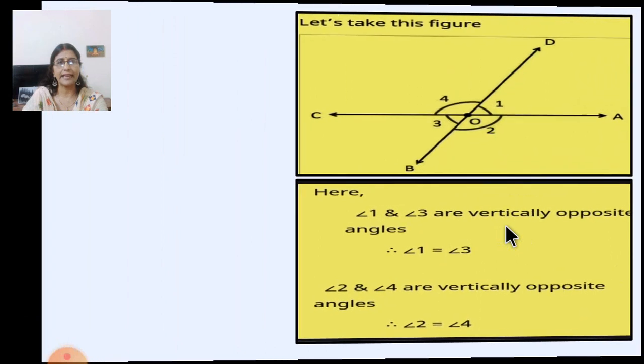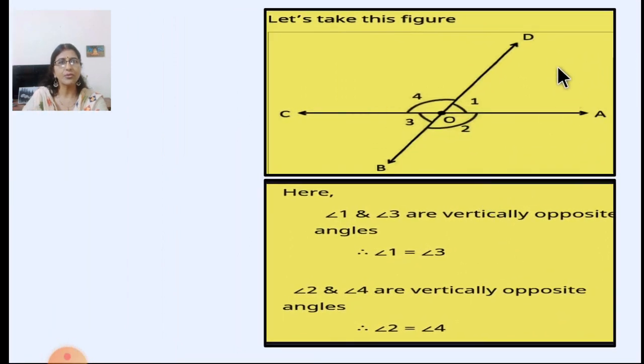Now let us take another figure here. These are the two intersecting lines which are forming angle 1, angle 2, angle 3 and angle 4. Here you can see angle 1 and angle 3 are vertically opposite angles. Therefore, angle 1 is equal to angle 3. That means the measure of angle 1 will be equal to the measure of angle 3. Same way, angle 2 and angle 4 are vertically opposite angles. Therefore, angle 2 is also equal to angle 4.